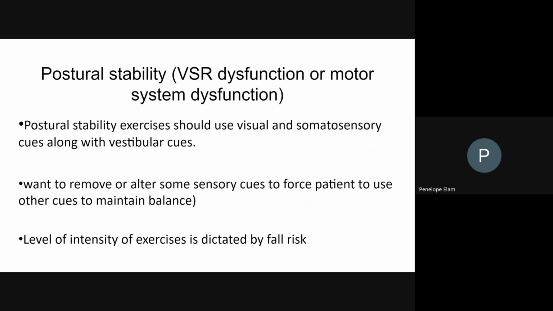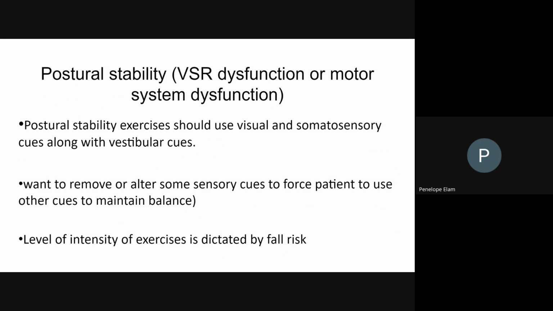Okay, so that's kind of the gaze stabilization. So we have those 3 different categories that we work on when we do gaze stabilization. We're looking at trying to get the VOR improved through adaptation. We're looking at any kind of compensation or substitution things we need to do, as well as some habituation exercises.